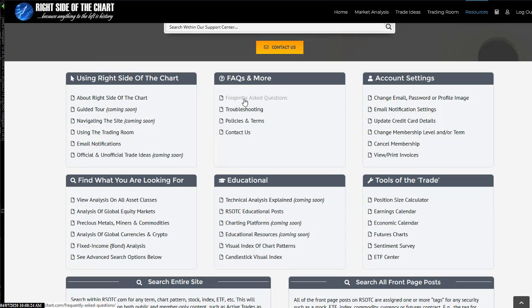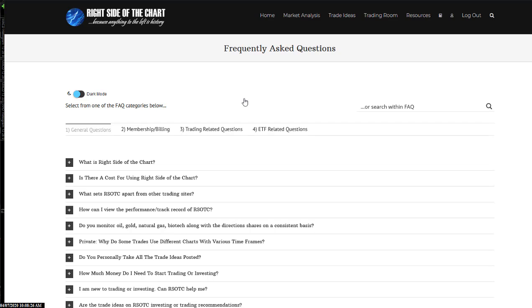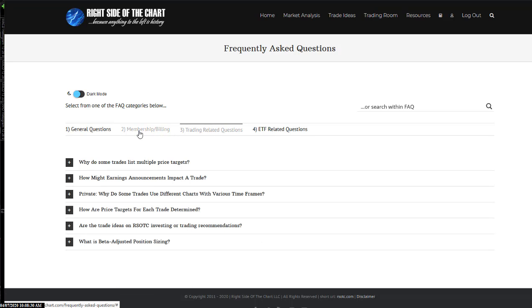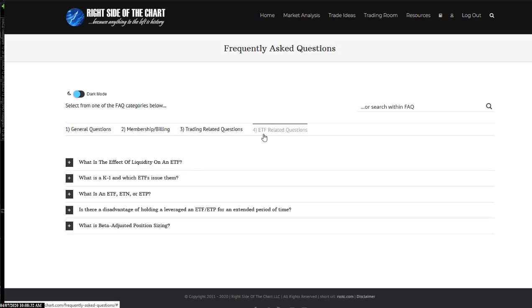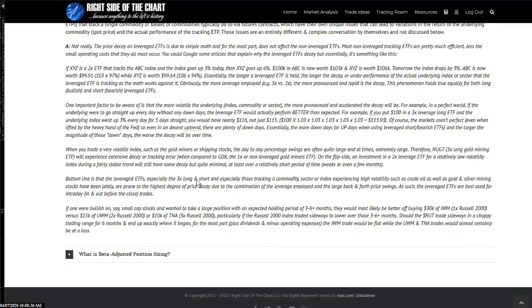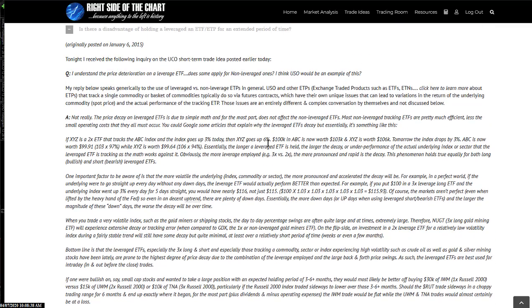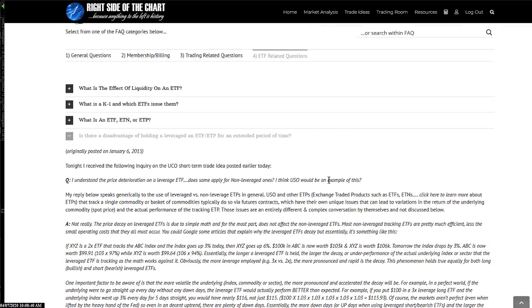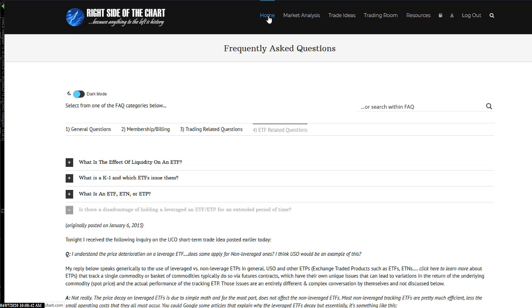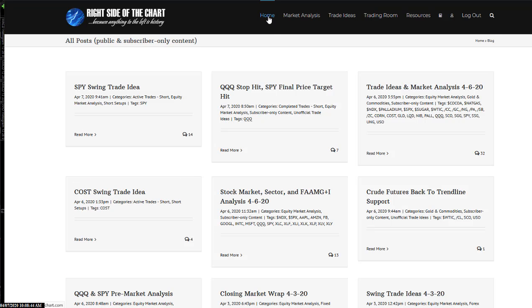FAQ right there, and you can go in the FAQ page and then further sort by categories, these different questions, membership billing questions, ETF related questions. I can see the explanation of how leverage can work for or against you on ETFs and all that good stuff. All right, so back to this trade idea.